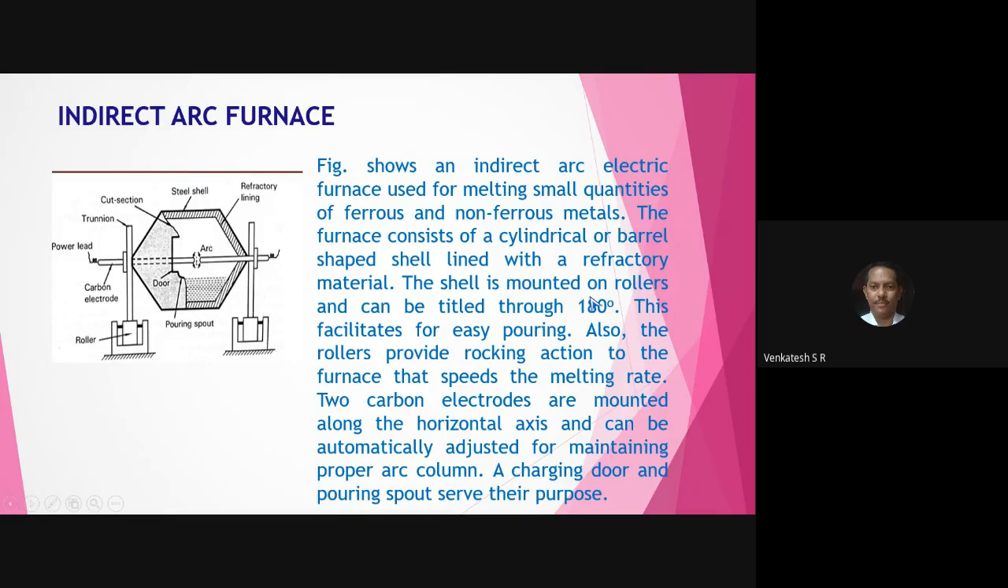The shell is mounted on rollers and can be tilted through 180 degrees. This facilitates easy pouring.